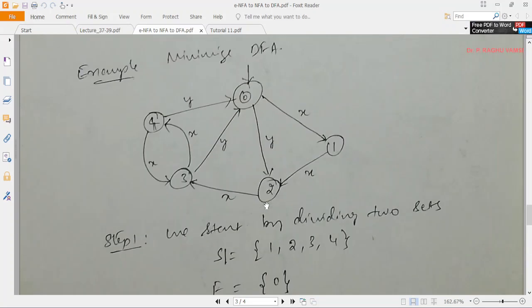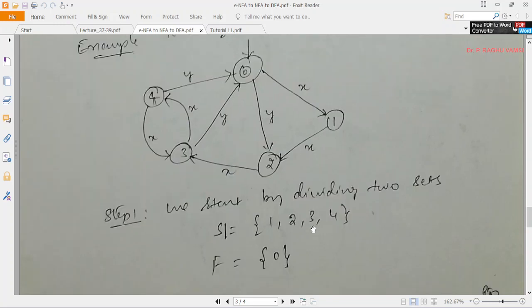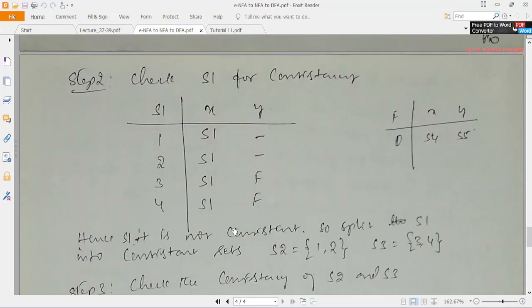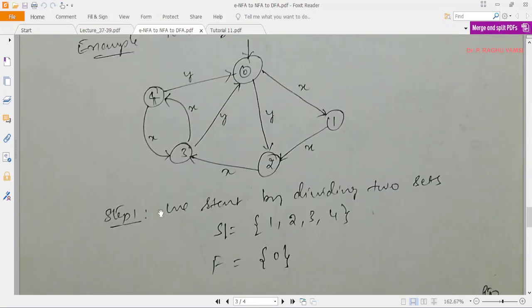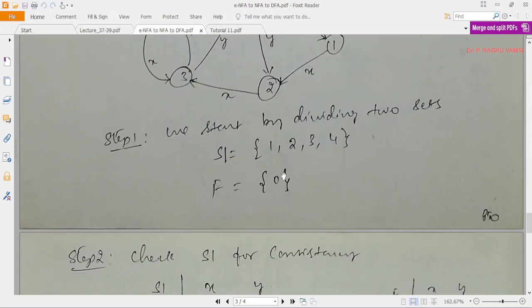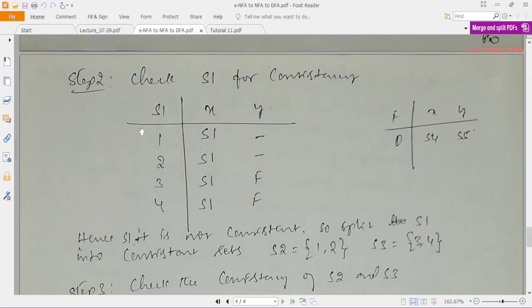Now upon 4, if you provide X, it goes into the state 3. Where is the state 3 available? It is available in S1. On 4, if you provide Y, it results in the state 0. The state 0 is available in the final set, so it is F. Now with this transition table, we need to observe the consistency.